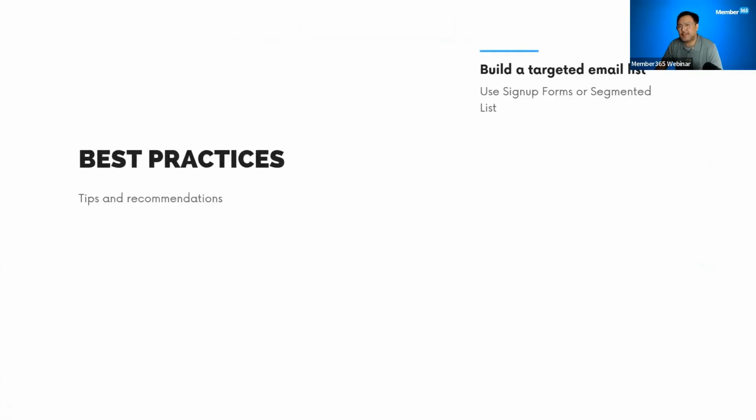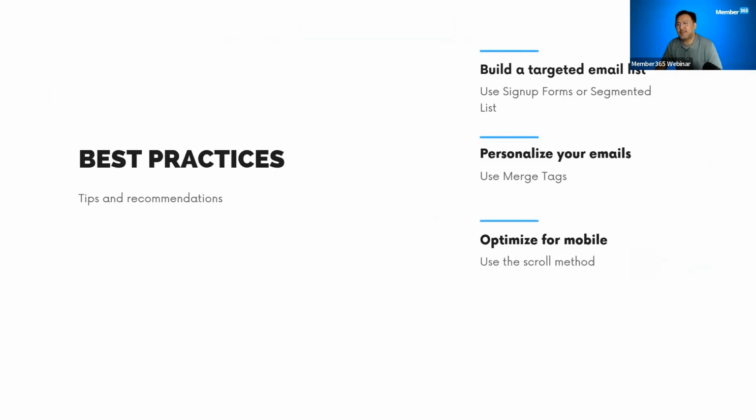So the best practices is, again, build a targeted email list using our list builder, okay? And personalize your emails using merge tags, okay? And optimize your email campaign for mobile viewing. We've discussed that by using that single column block. And use a clear call to action. That's the use of the buttons, okay?